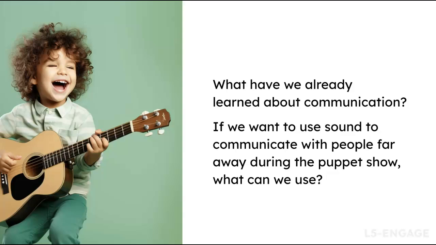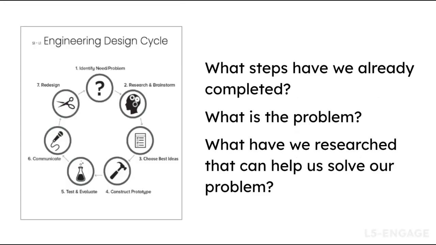To begin the Engage portion, you'll review with students that they've learned about communication using special devices and instruments. They've also been working as engineers to build instruments that can help them communicate. You'll go back to the engineering design cycle and ask what steps they have already completed, what the problem is, and what research they've done to help solve the problem. You'll revisit the driving question board and add any new questions and highlight others connected to the learning goals of this lesson by calling attention to questions about how we can create musical instruments for the puppet show.